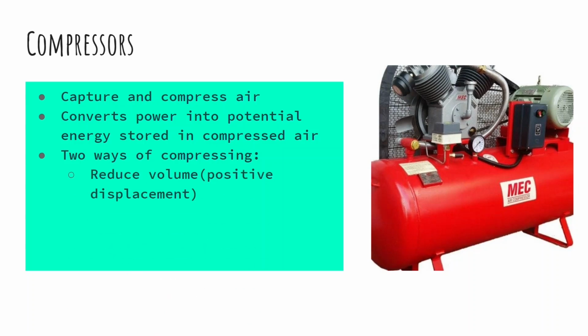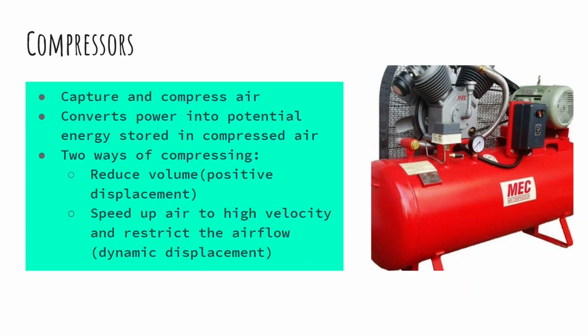There are two ways of compressing. The first one is to reduce the volume, which is called positive displacement. That is, air is taken into a chamber and it's compressed by reducing the volume. You know, right? If we reduce the volume, pressure increases, from the ideal gas equation. So we can say that is positive displacement. Now we have dynamic displacement, in which we speed up air to high velocity and then restrict the airflow, which leads to an increase in pressure. We mostly use positive displacement in many applications.